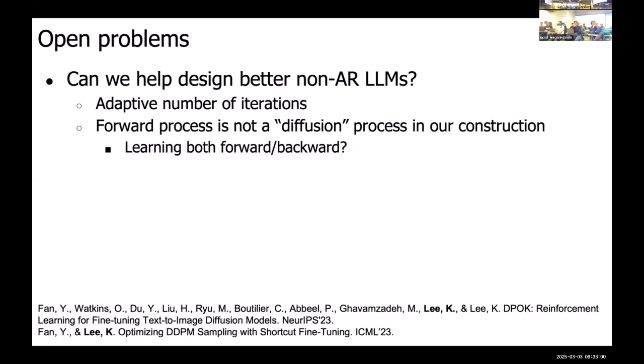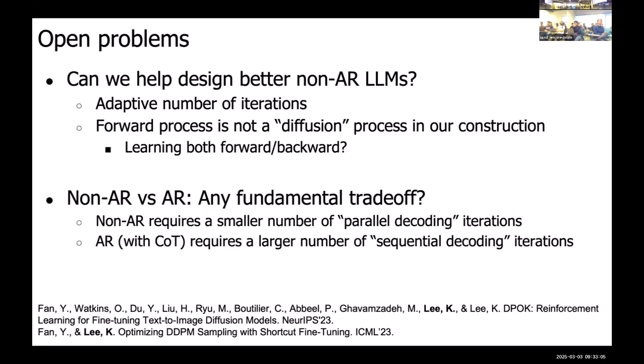And so in some sense, we were doing some kind of similar approaches for fine-tuning diffusion models. That's one part of the approach. The other thing that's more interesting theoretically is, is there any fundamental trade-off between doing AR generation versus non-AR generation? In fact, non-AR generation, from our constructions, uses a smaller number of iterations, but it is doing entire parallel decoding over and over. And AR with COT, I think there's no expressive power difference between non-AR versus AR, but you need to go token by token, which is many more sequential decodings.